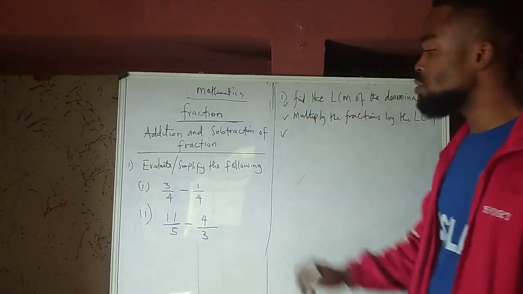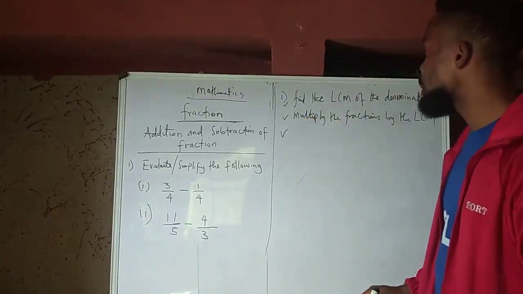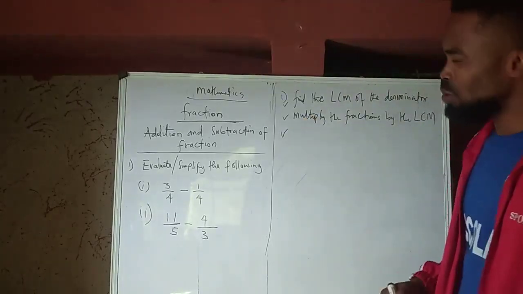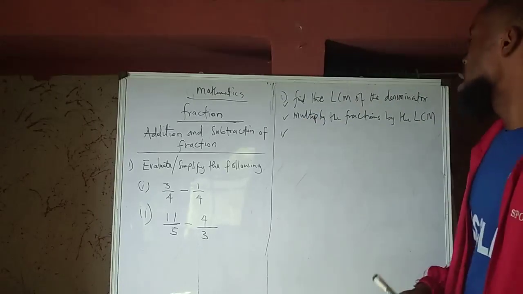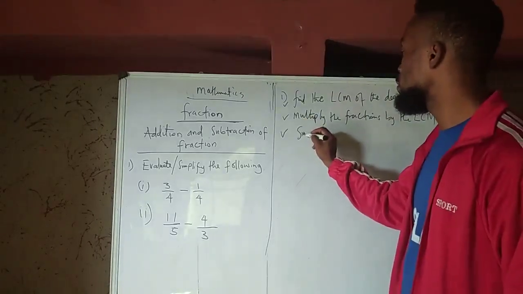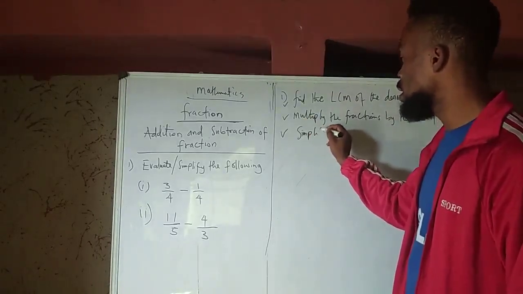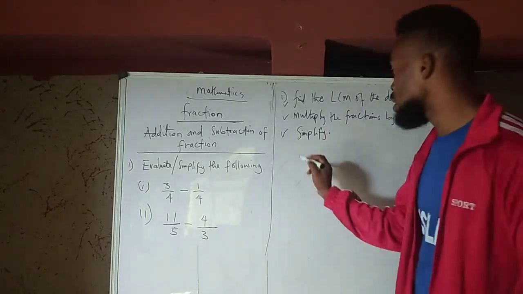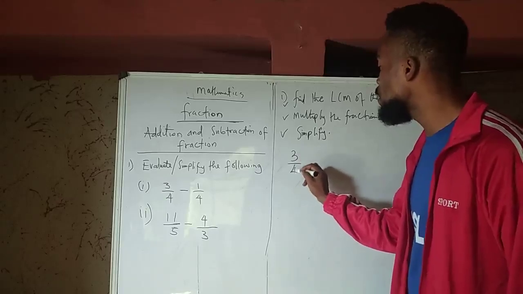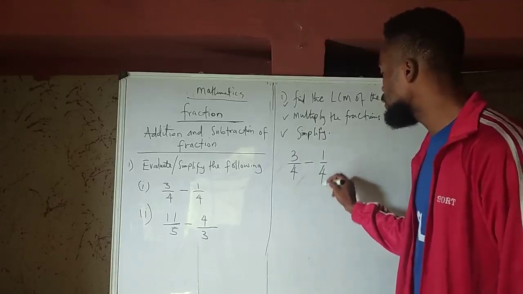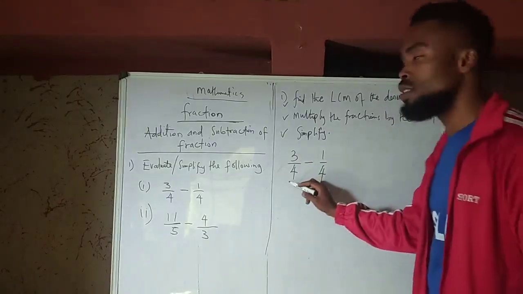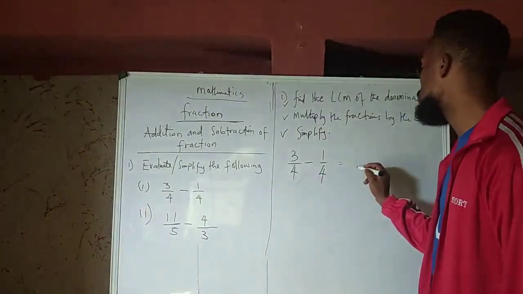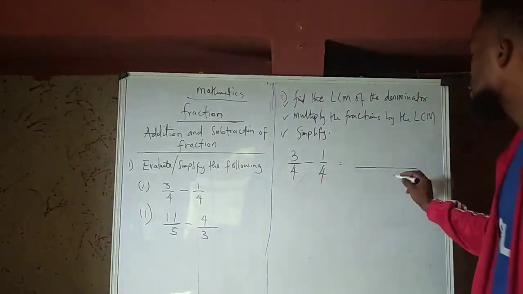Then the third thing to do is to simplify. Okay, now let's start at once. So we have 3 over 4 minus 1 over 4. First of all, what's the LCM of 4 and 4? We've done that already. The LCM of 4 and 4 is 4.